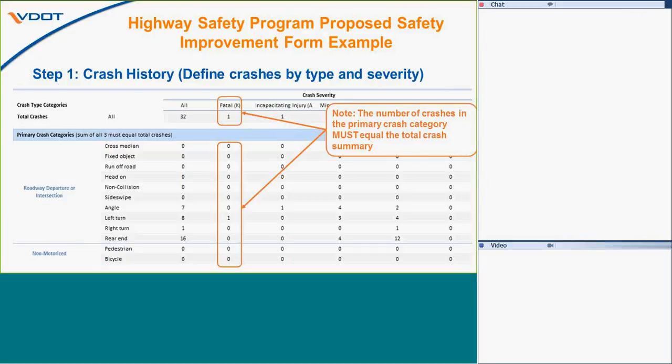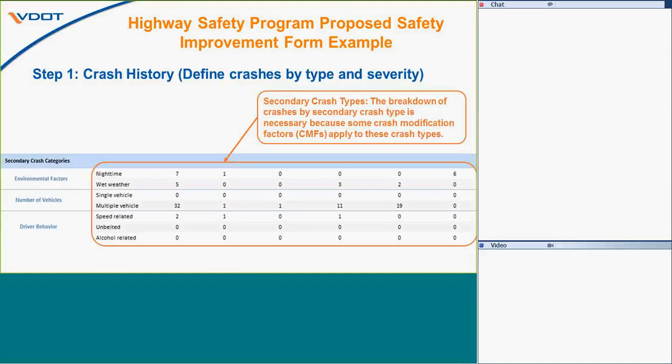Now, what's interesting is that since you're entering these manually, the number of crashes in the boxes circled above have to equal the number of crashes in the boxes circled below. This line is just an overall total of crashes by severity. The specific row is the breakdown by crash type. And then the secondary crash categories have to also be entered.